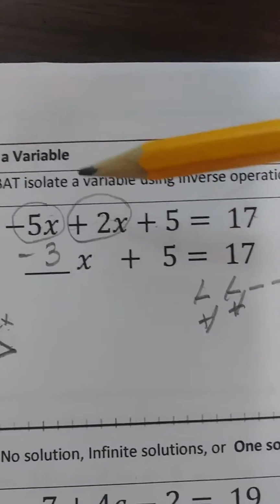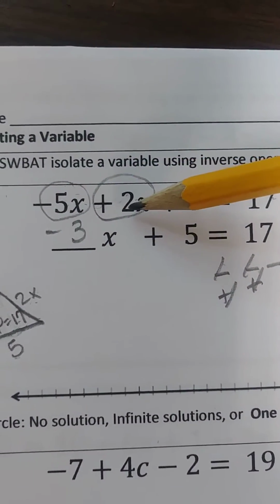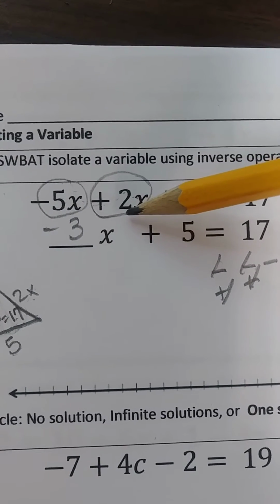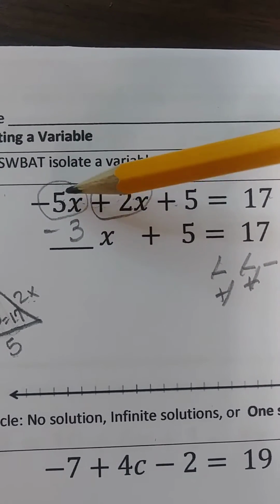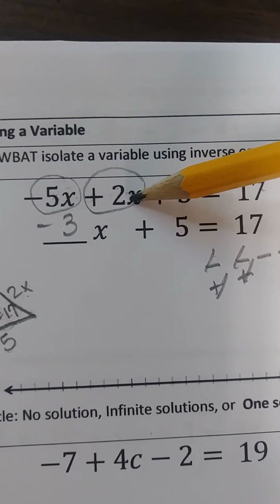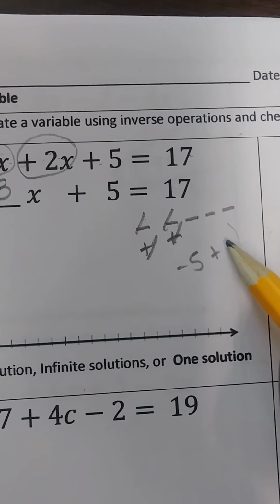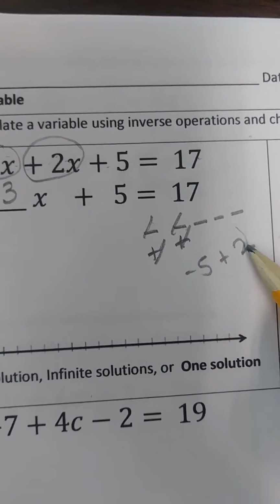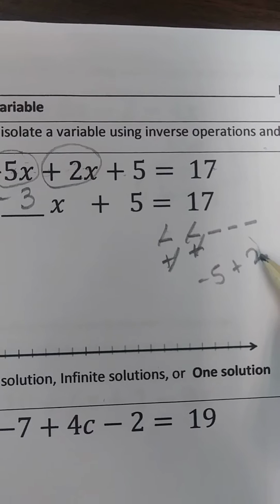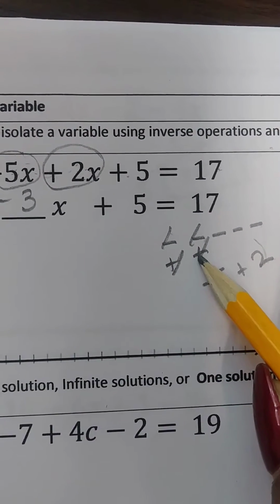Now, I need to combine my like terms. You notice that I have circled them. Question is, what is negative 5x plus 2x? Well, temporarily, let's just think about the integers, negative 5 and positive 2. That means draw 5 negatives and add 2 positives.